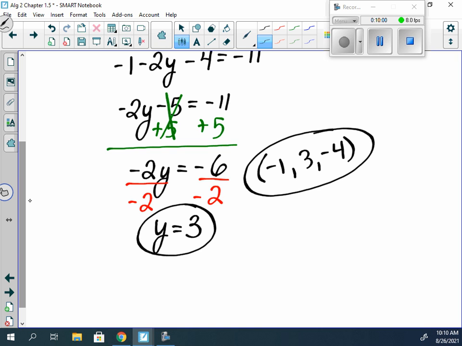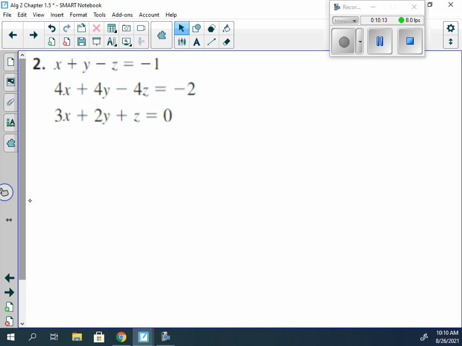Questions on this here? Good with this here. Let's look at this one here. Okay, we can use the top one.